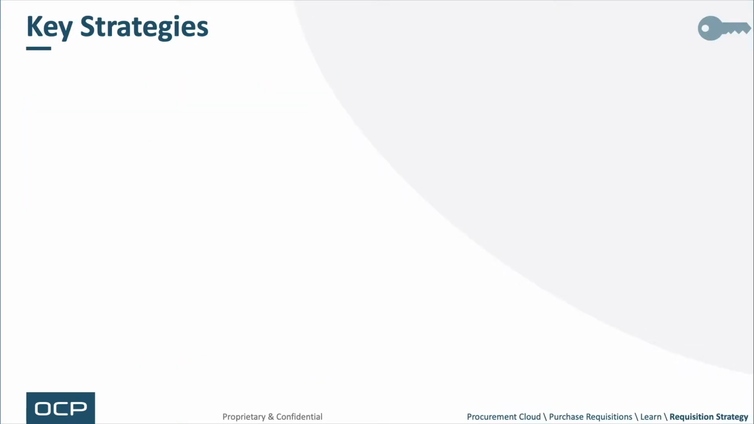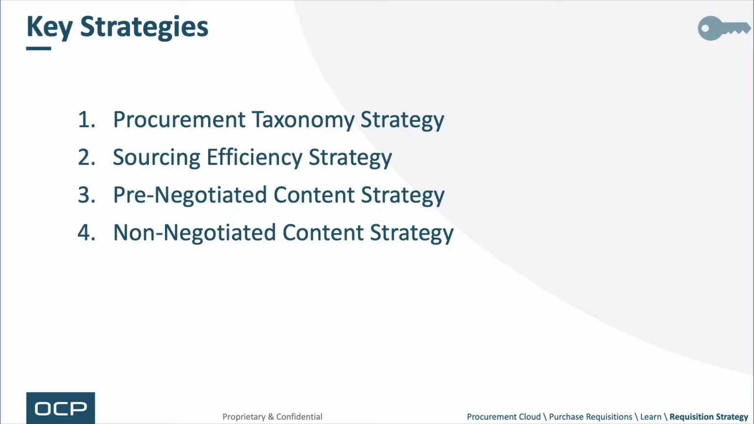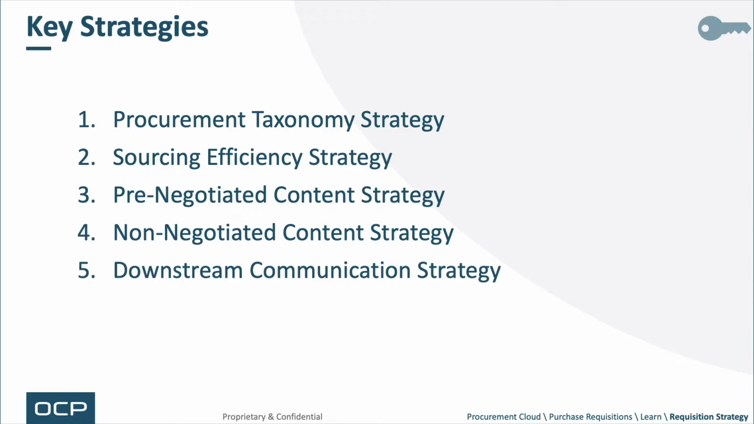Okay, so let's get started. Here are 6 strategies or approaches that will help frame your approach to deploying the Fusion Procurement Cloud Requisition or Purchasing Requisitions application. First, procurement taxonomy strategy. Second, a sourcing efficiency strategy. Third, pre-negotiated content strategy. Fourth, a non-negotiated content strategy. Fifth, downstream communication strategy. And finally, one we've all heard for years, a requester empowerment strategy.